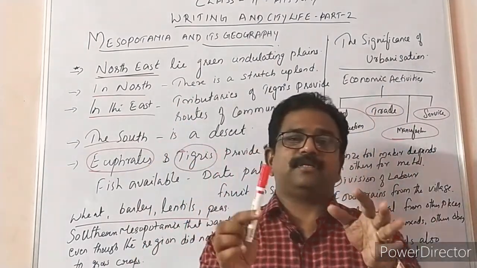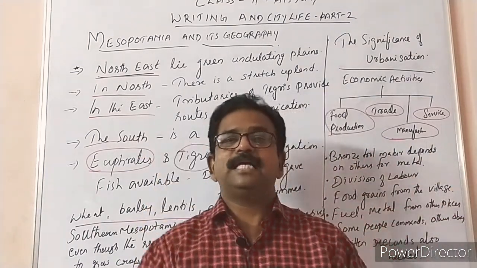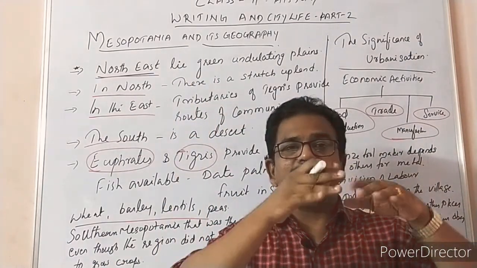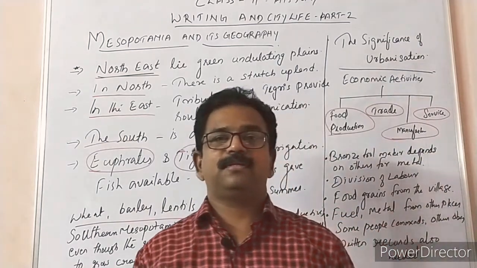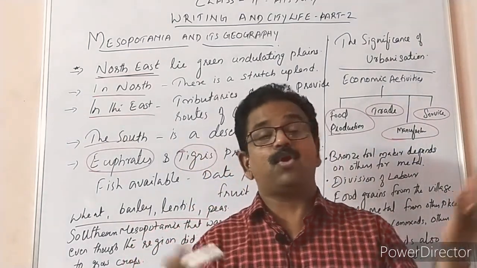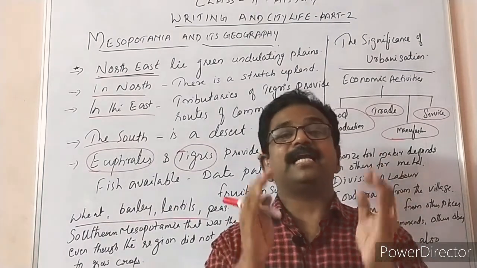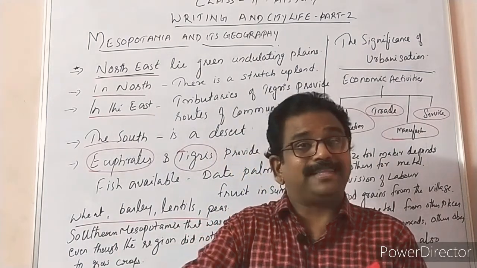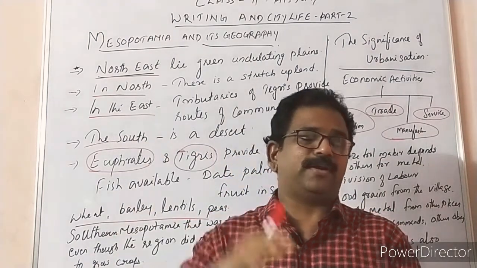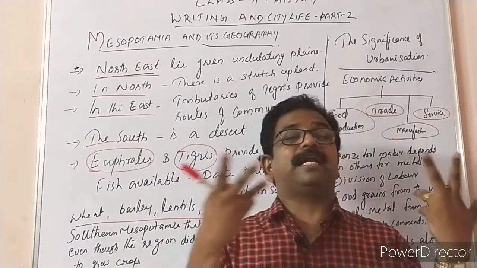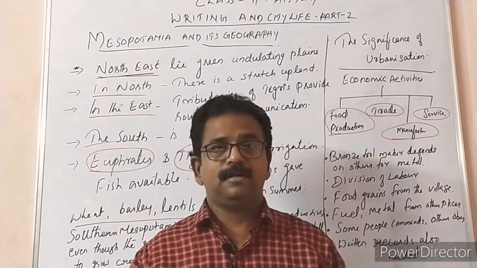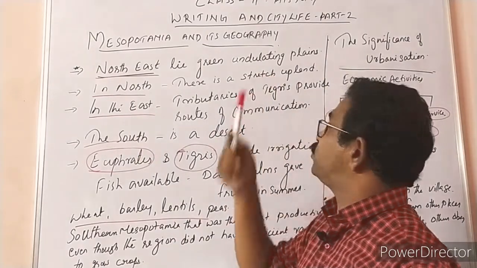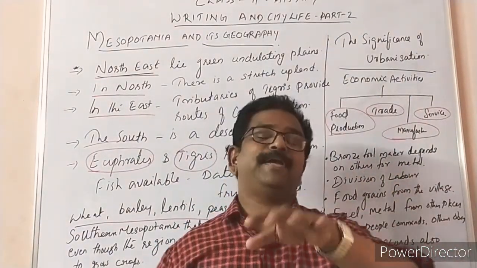So the northeast is green undulating plains, gradually rising to tree-covered mountain ranges with clean streams and wild flowers, with enough rainfall to grow crops. So here agriculture began from 7000 to 6000 BC. That means in the northeast the agriculture process is going on because of the streams and rainfall etc. Totally greenish. And in the north there is a stretch of upland called steppe.